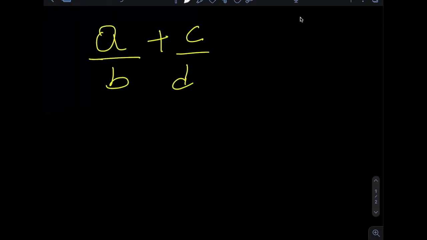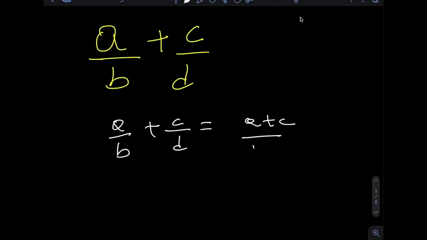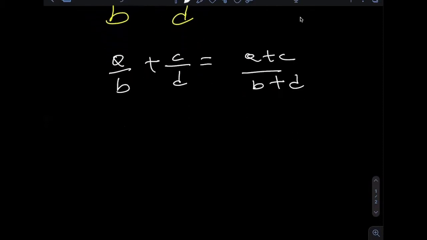In this video, I'll show you the proper way of adding fractions. But first, let me show you the most common misconception that students make when adding fractions. What some assume is that a over b plus c over d is equal to a plus c over b plus d. They simply add the top parts together and the bottom parts together.